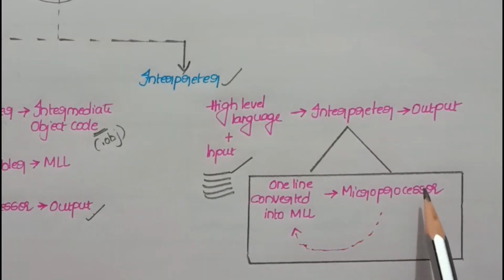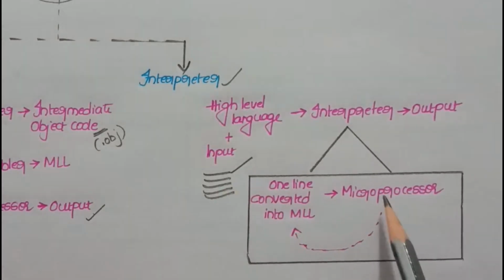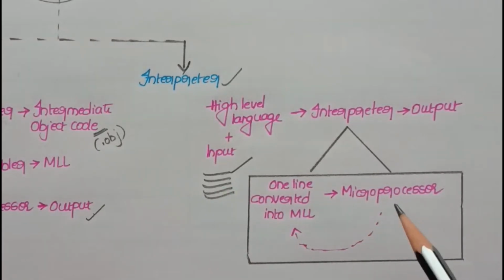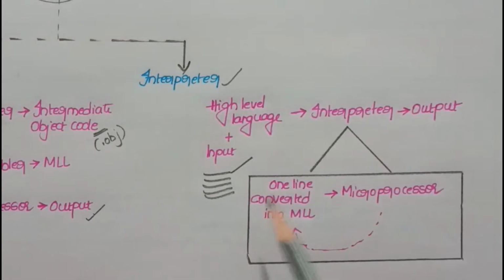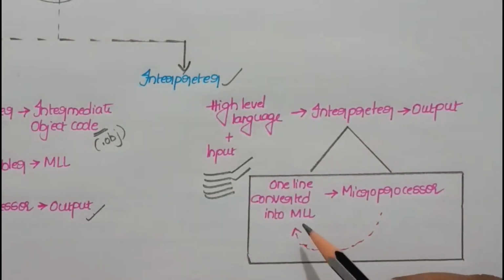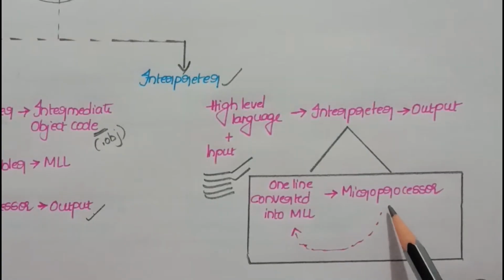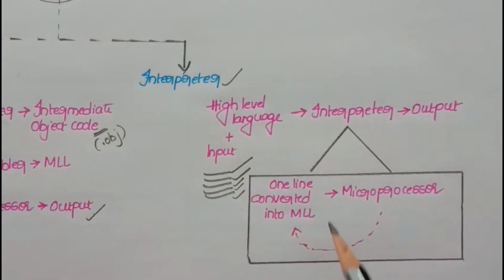The microprocessor will execute it. After executing the first line of code, the microprocessor does not know the next line. Now the microprocessor will wait for some time until the interpreter goes back and takes the second line, converts it into the machine level language and gives it to the microprocessor. Now the microprocessor will execute the second line of code, and this process continues until all the lines are converted into the machine level language one by one and given to the microprocessor. The microprocessor will execute each line one by one. In this way, the interpreter converts high level language into the machine level language.